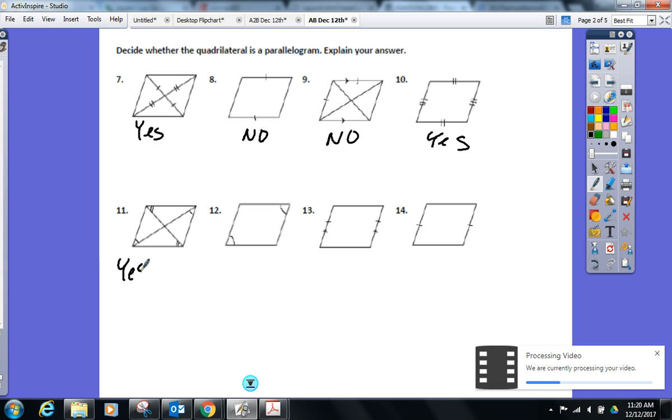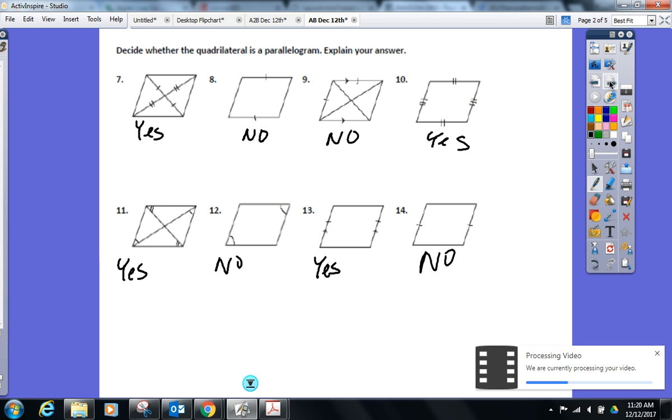Yes, opposite sides parallel because those are alternate interior. How about 12? No, remember you need both pair. How about 13? Yes, one pair parallel and congruent. And how about 14? That's a big no. Okay, so looks like we're pretty confident in how to show it's a parallelogram.